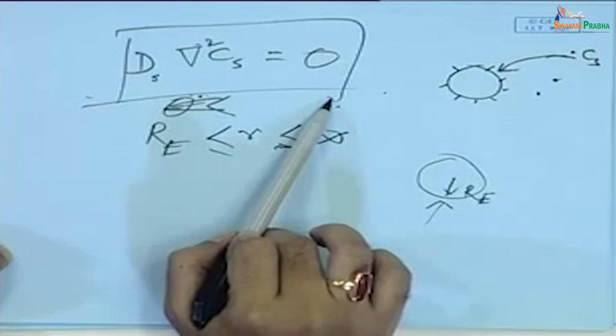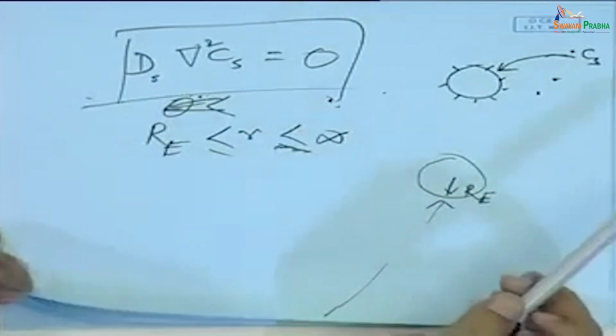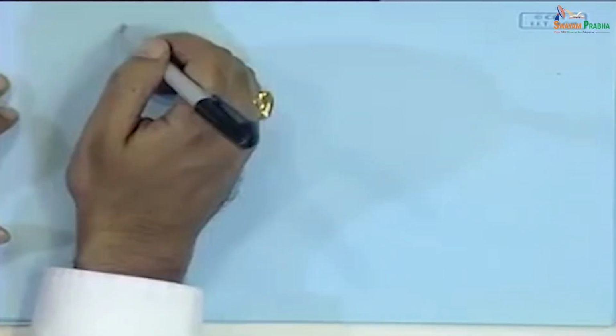Is that clear? All reactions are happening on the surface, and when I am writing my equation for the domain of interest, there is no reaction happening. Okay. So yes, we will include the reaction in the boundary condition. I'll come to that, but just going a little slow.